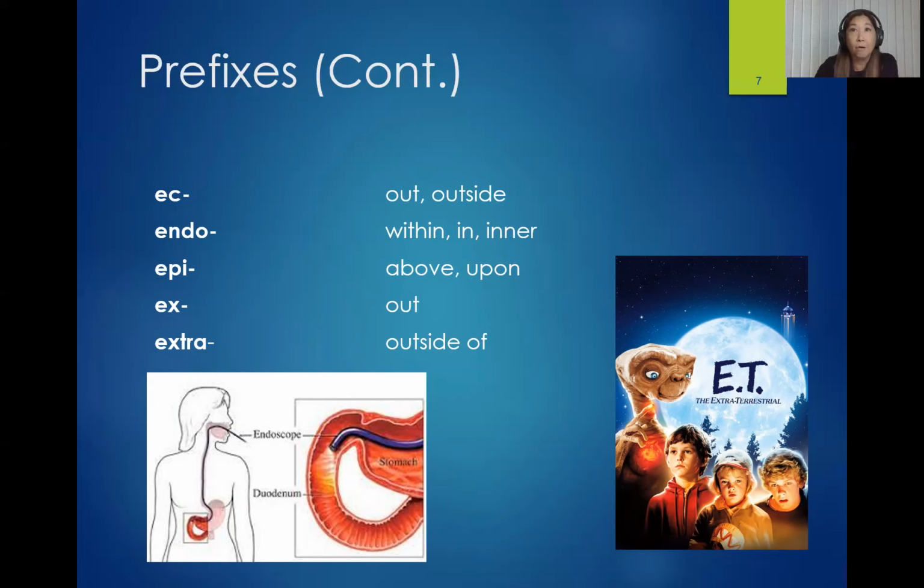Endo, this is a common one. Endo means within, right? Or in or inner. So when we talk about an endoscope, this is a flexible scope that allows us to see inside various structures. In this case, inside the esophagus, the stomach, and the intestines.